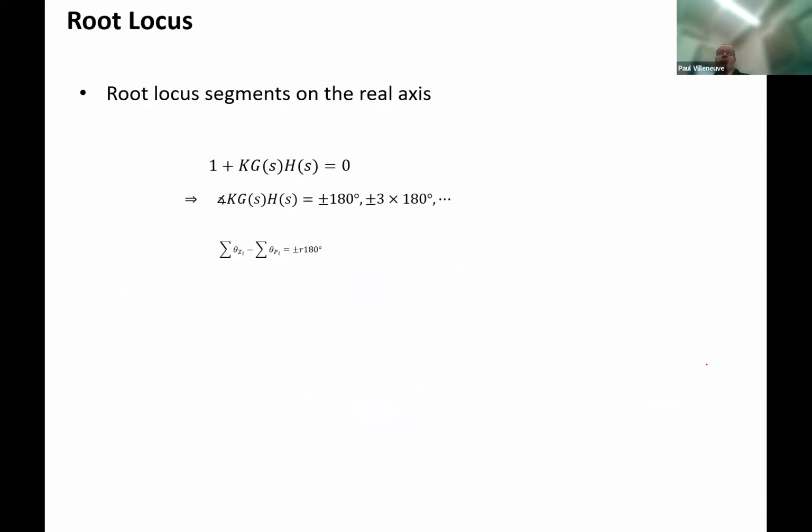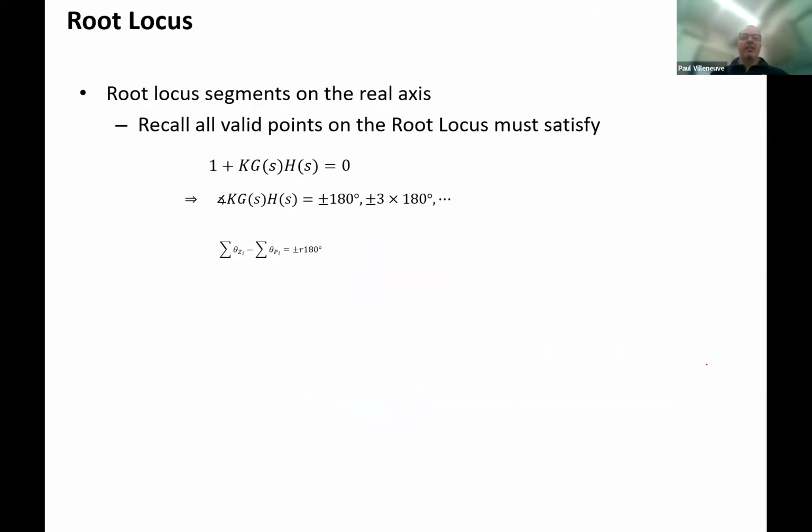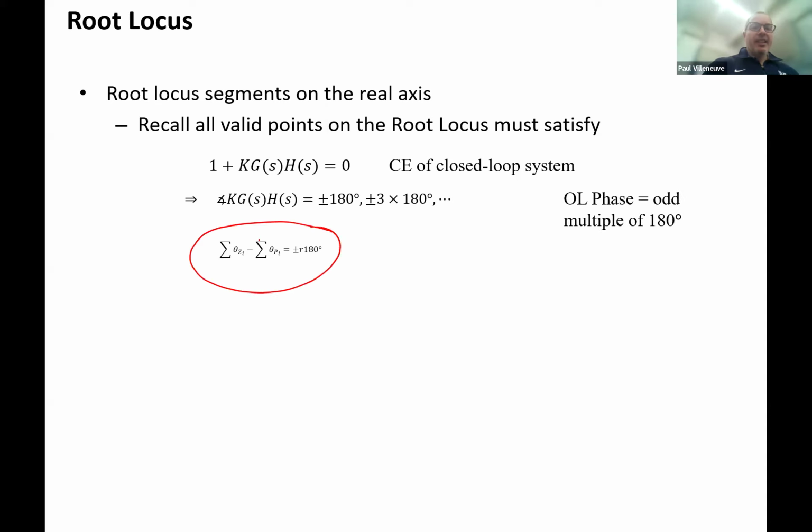Okay, so now let's talk about the root locus on the real axis. All valid points have to satisfy, right? If it's an actual root, the 1 plus KGH, the characteristic equation, has to equal 0. We've already said the angle of KGH has to equal plus or minus 180, plus or minus 3 times 180, etc. So we can simplify that, and we can say that the sum of the angles of the zeros minus the sum of the angles of the poles has to equal plus or minus 180 degrees.